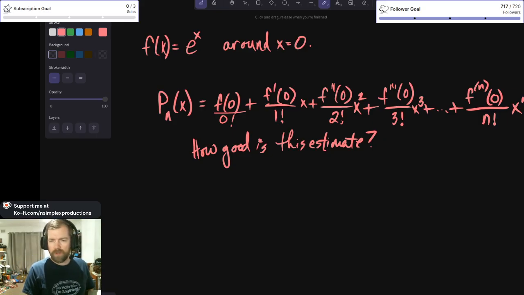All right, so how good is this estimate going to be? There is a particular value that we can find. So what's going to happen is we're going to find a particular value.